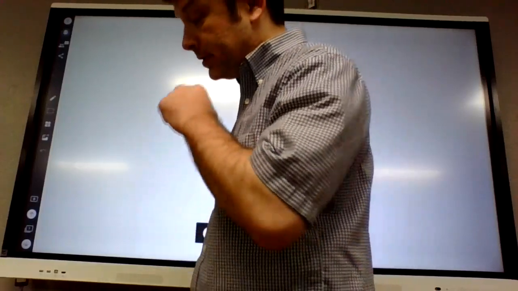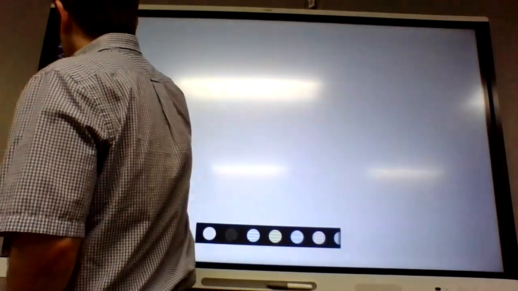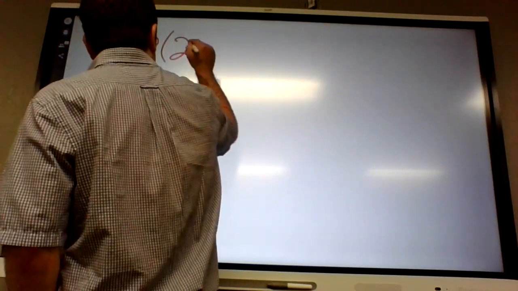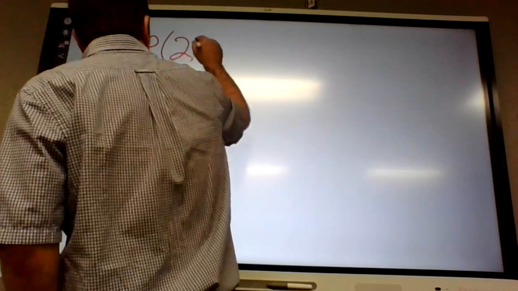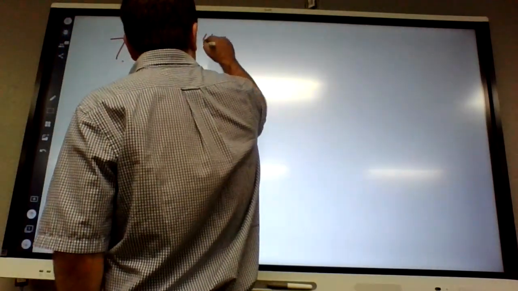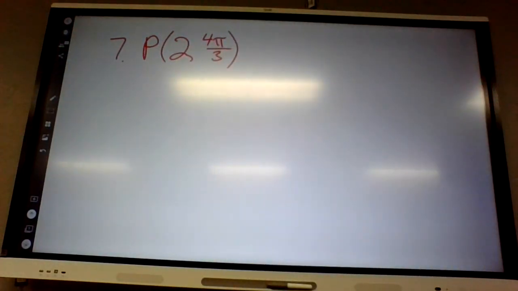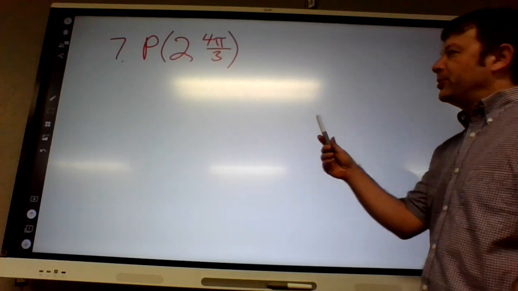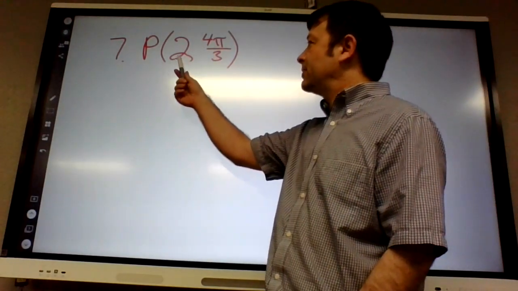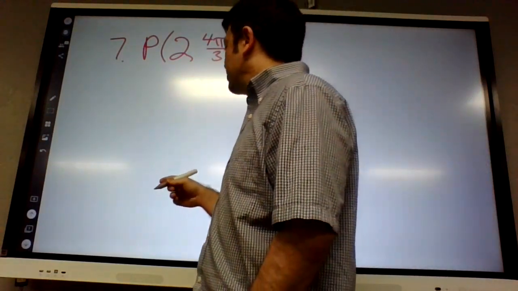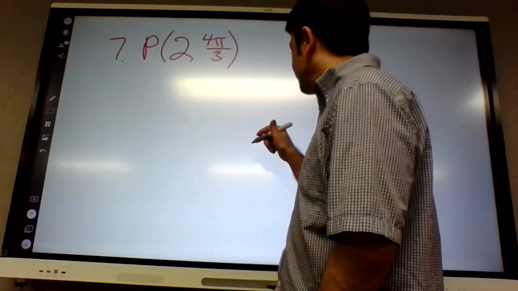Number 7. The angle is given in radians because it says 4 pi over 3 instead of degrees. So I don't know if you guys remember this. The first number represented the length of the vector, and this represents the direction. So where is 4 pi over 3 at?